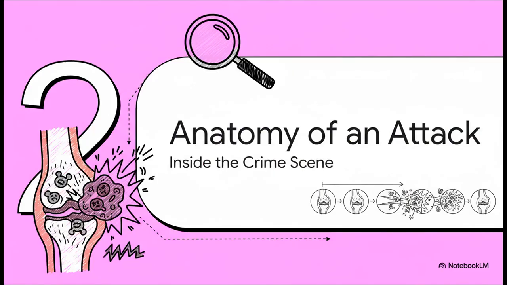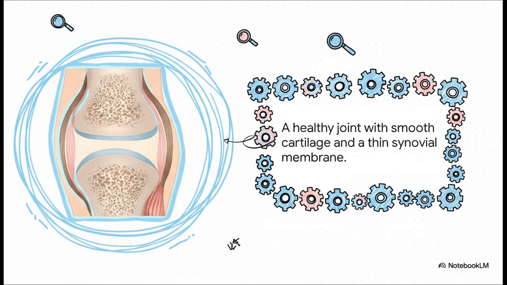Now that we've identified our culprit, the body's own immune system, let's zoom in and take a look at the crime scene. What actually happens inside a joint when this attack kicks off? First up, let's establish a baseline. This is a healthy joint. See how nice and smooth that cartilage is at the ends of the bones? And that thin little lining? That's the synovium. It's all working just as it should, letting you bend and move without a second thought. This is our before shot.